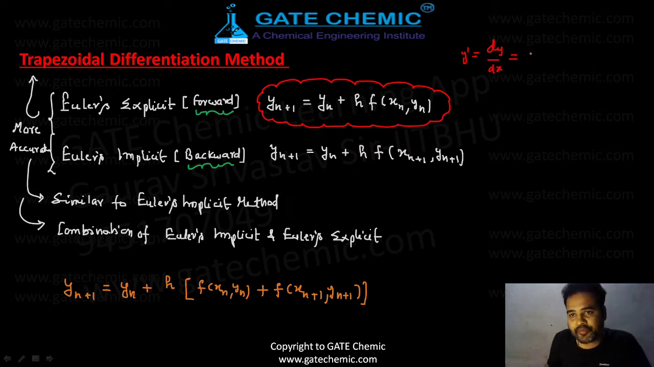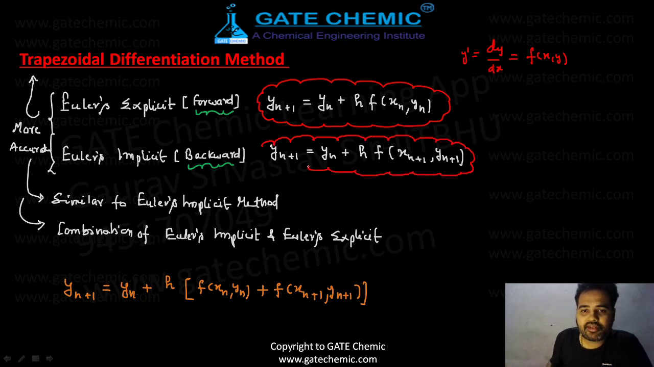Now see here beta, this is known as a function of x comma y. In place of it, it may be a function of x and y both, or it may be just a function of x, or it may be just a function of y. And in Euler's implicit, that is the backward Euler formula, you had seen the formula was y n plus 1 equals y n plus h f(x n plus 1, y n plus 1). The only difference present is here. Okay, and the trapezoidal differentiation method is what?